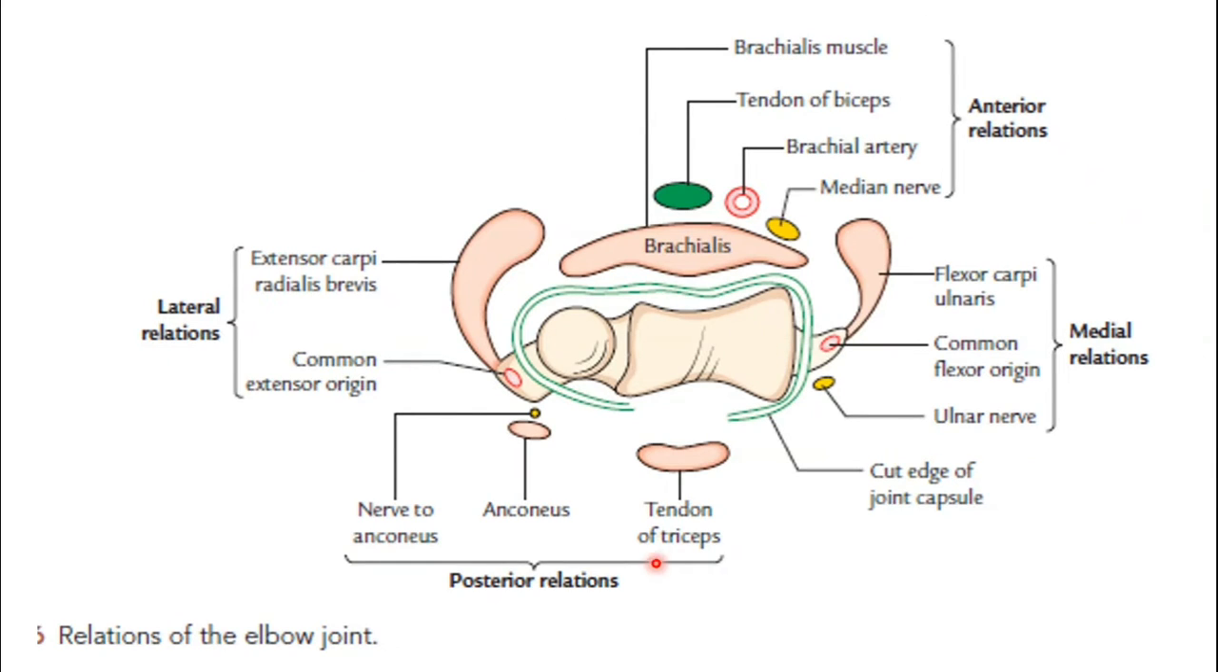These relations were tendon of triceps, anconeus, which nerve to anconeus. These are the posterior relation.